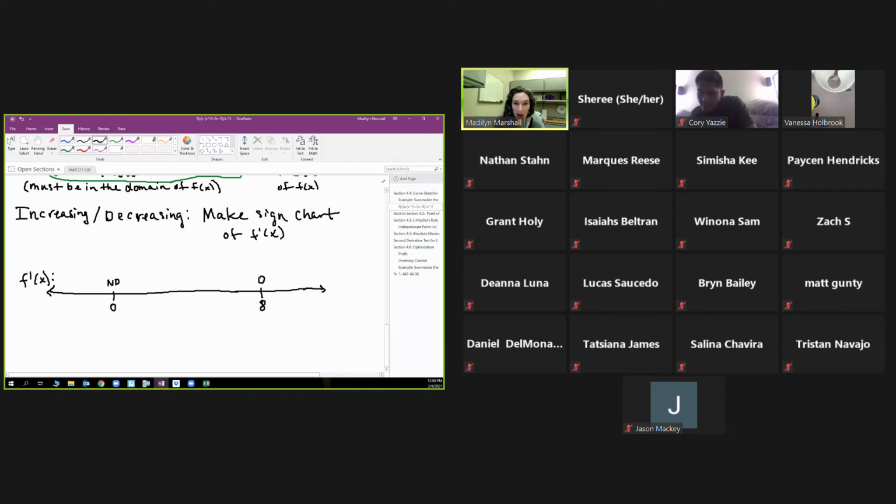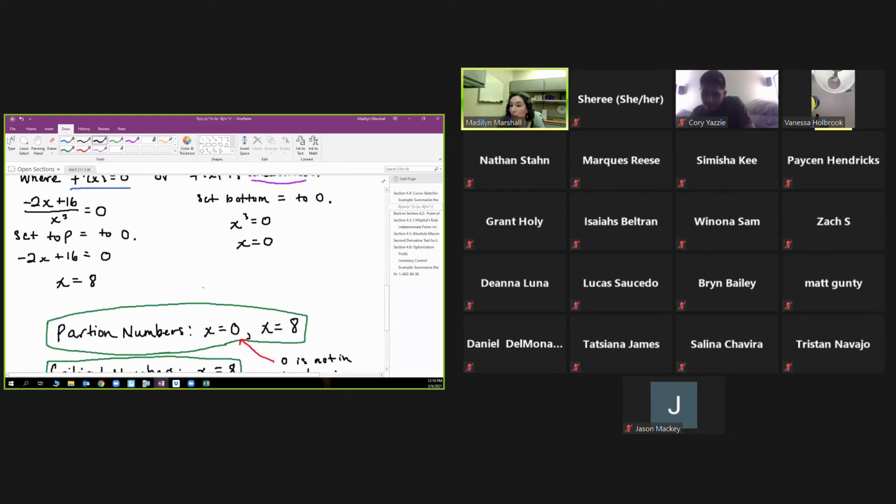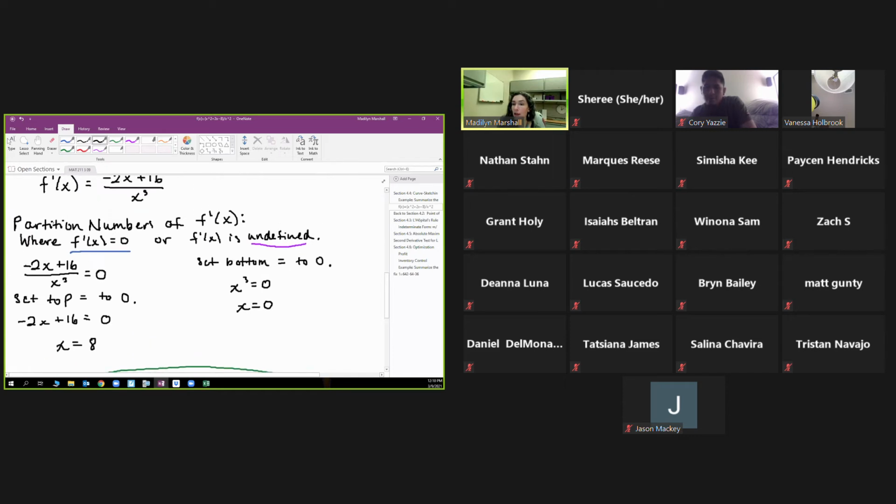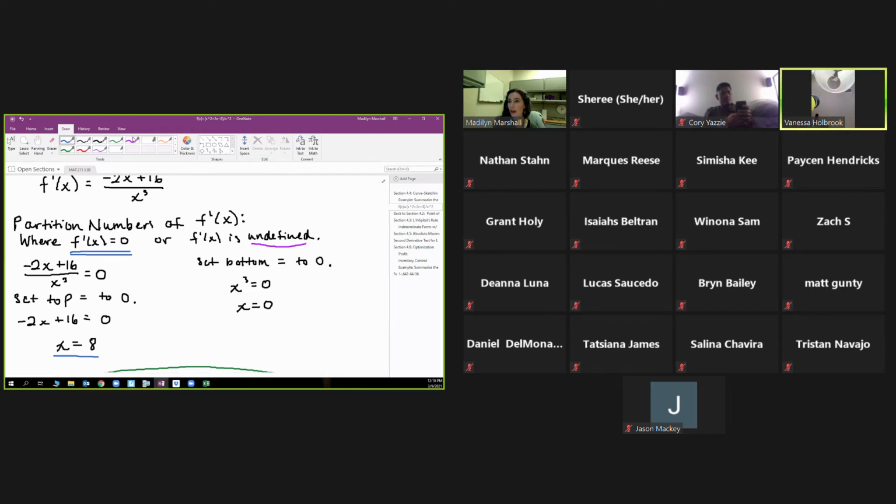So this is where we find out what makes 8 zero. Is that because it's a critical number? Not because it's a critical number, it was because when we found 8, it was from setting the first derivative equal to 0. Oh, okay. And 0 came from f prime being undefined.